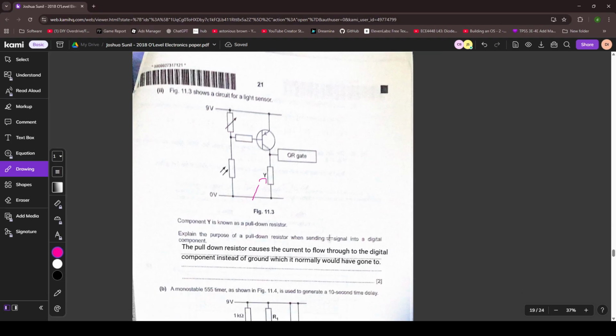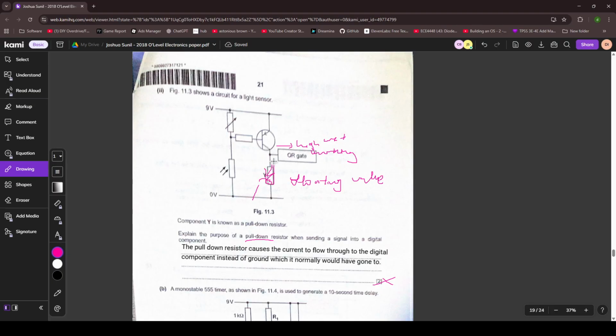The pull-down resistor causes the current to flow through to the digital component instead of ground, no, that's not it. That's not it at all. So the purpose is to ensure that there's no floating value. So that means now if there was no resistor, basically the output is either high current or nothing. And when I mean nothing, I don't mean 0 volts or logic 0. I mean we don't know. It's either high voltage or not. It's either high current or not. But that or not, we don't know.